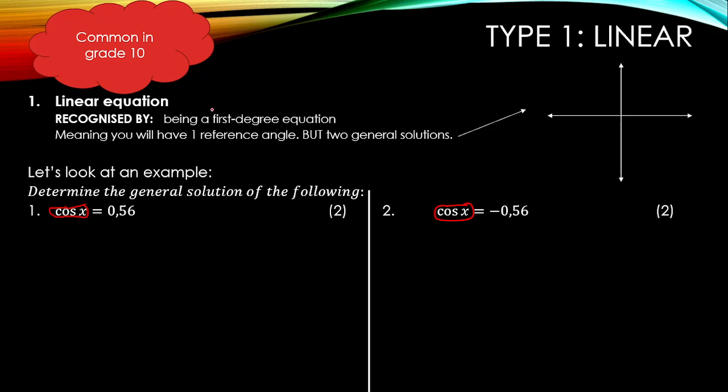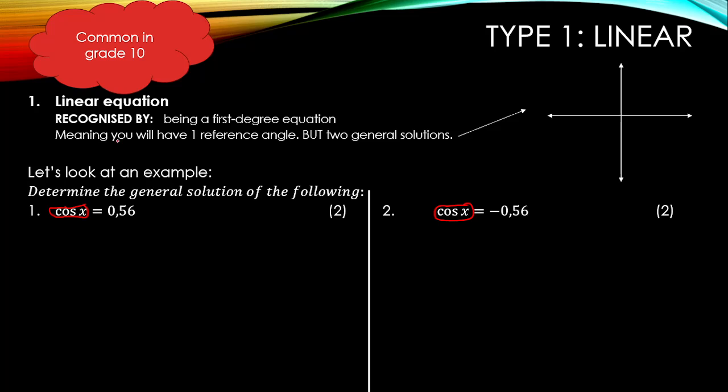And let's look. Linear equations with trig. Very common in grade 10. It's the beginning of it. It's recognized by a first degree equation, which means that our variable of x will be a degree of 1. So cos x will be just cos x, not cos squared x, not cos cubed x, just cos x.